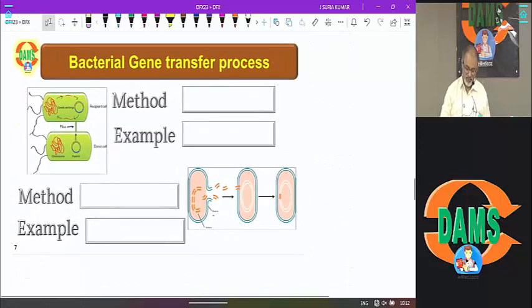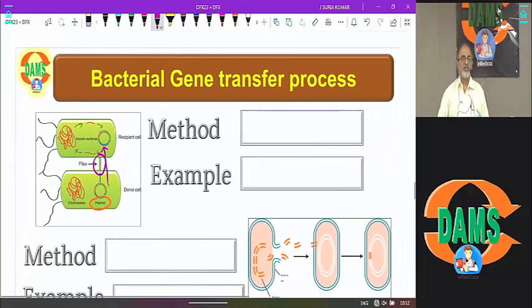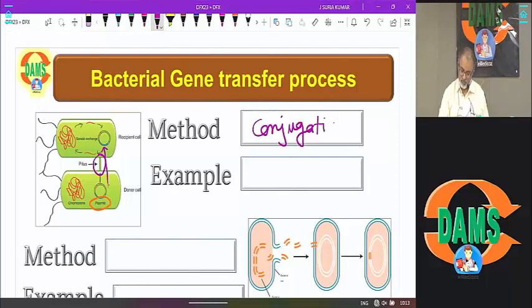It's a bacterial gene transfer method. See carefully here. This is the plasmid. This is the pilus. So the plasmid travels via the pilus. What is the process called? Yes. The plasmid transfer via pilus is called, excellent, conjugation. We call this conjugation.